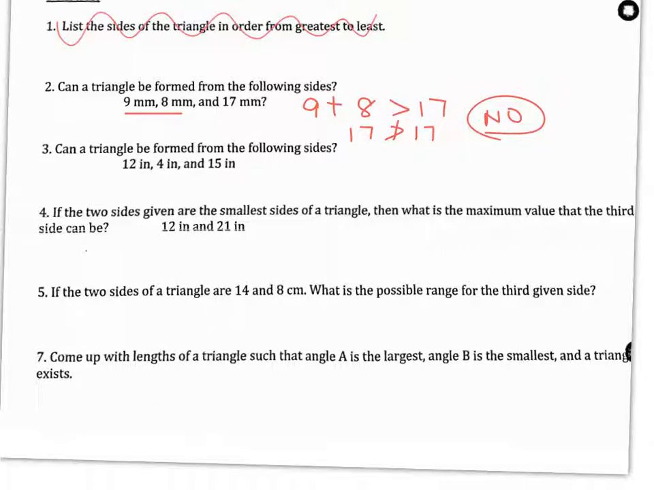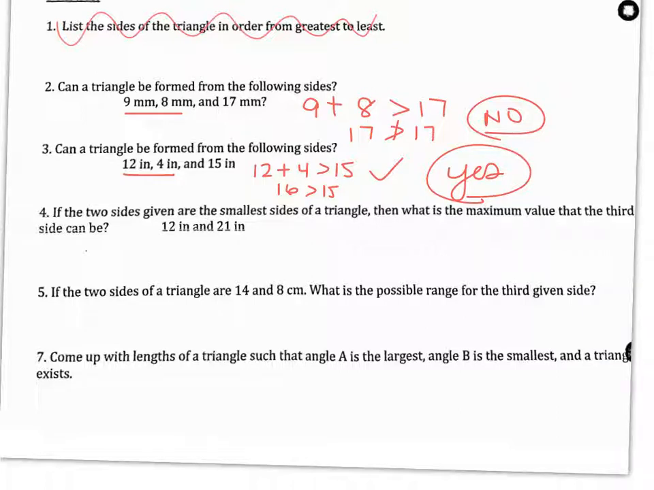In the next one, can a triangle be formed with the following sides? I've got to find my two smallest sides, which is 12 and 4. So 12 plus 4 is greater than 15. Is 16 greater than 15? Yes, so I can say yes, a triangle can be formed.